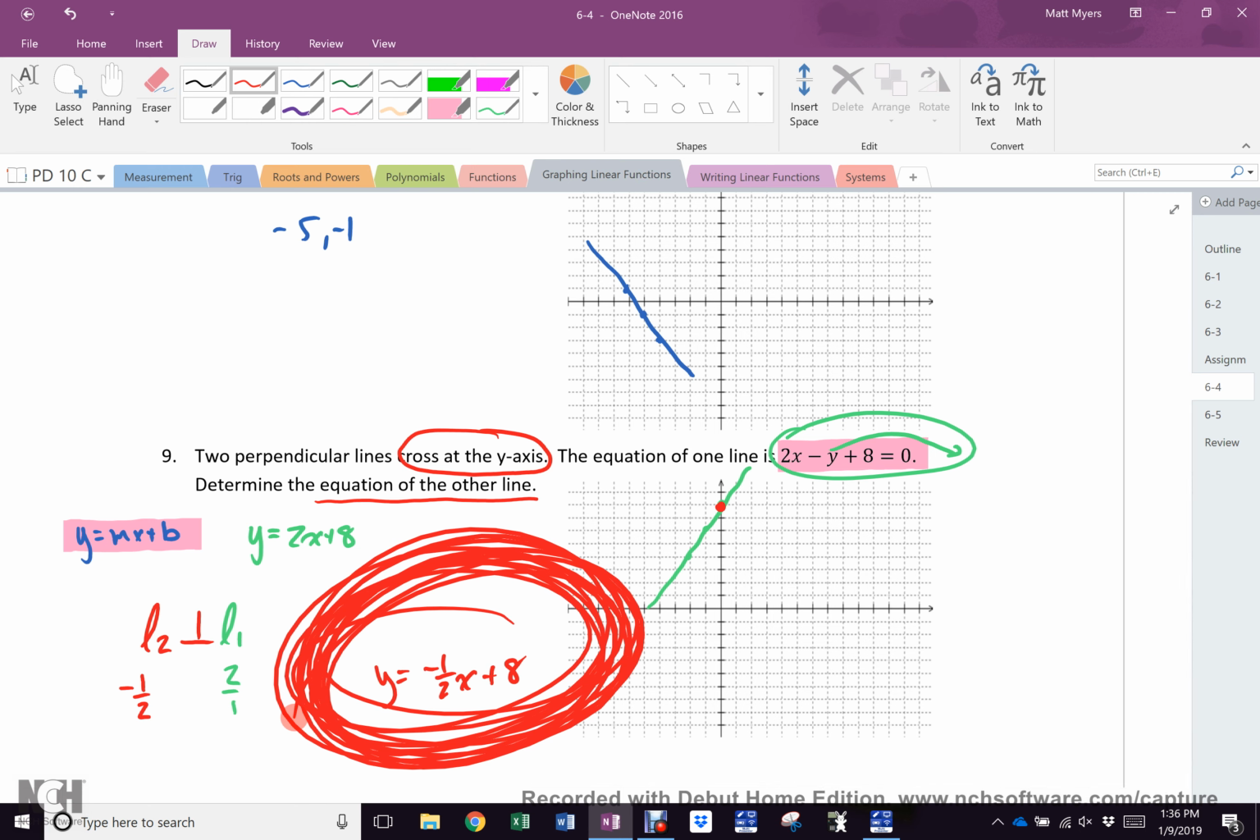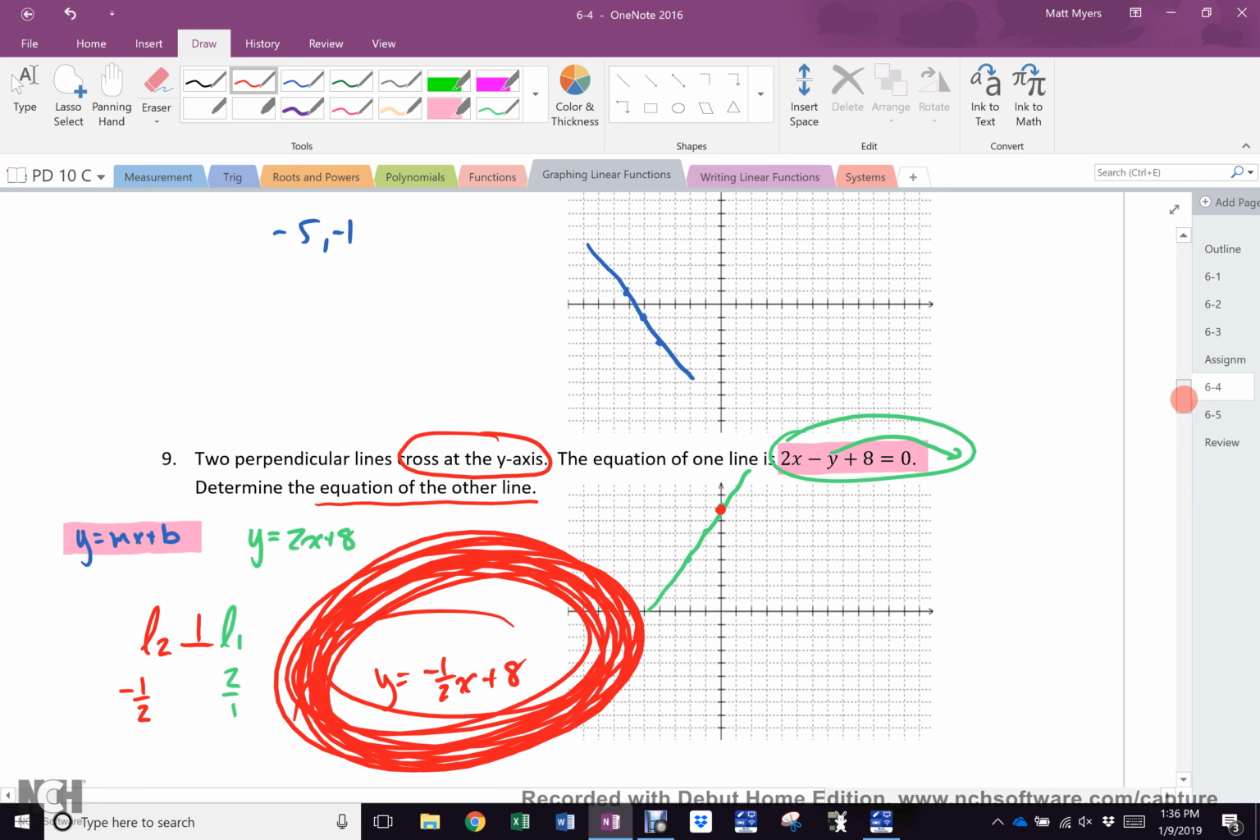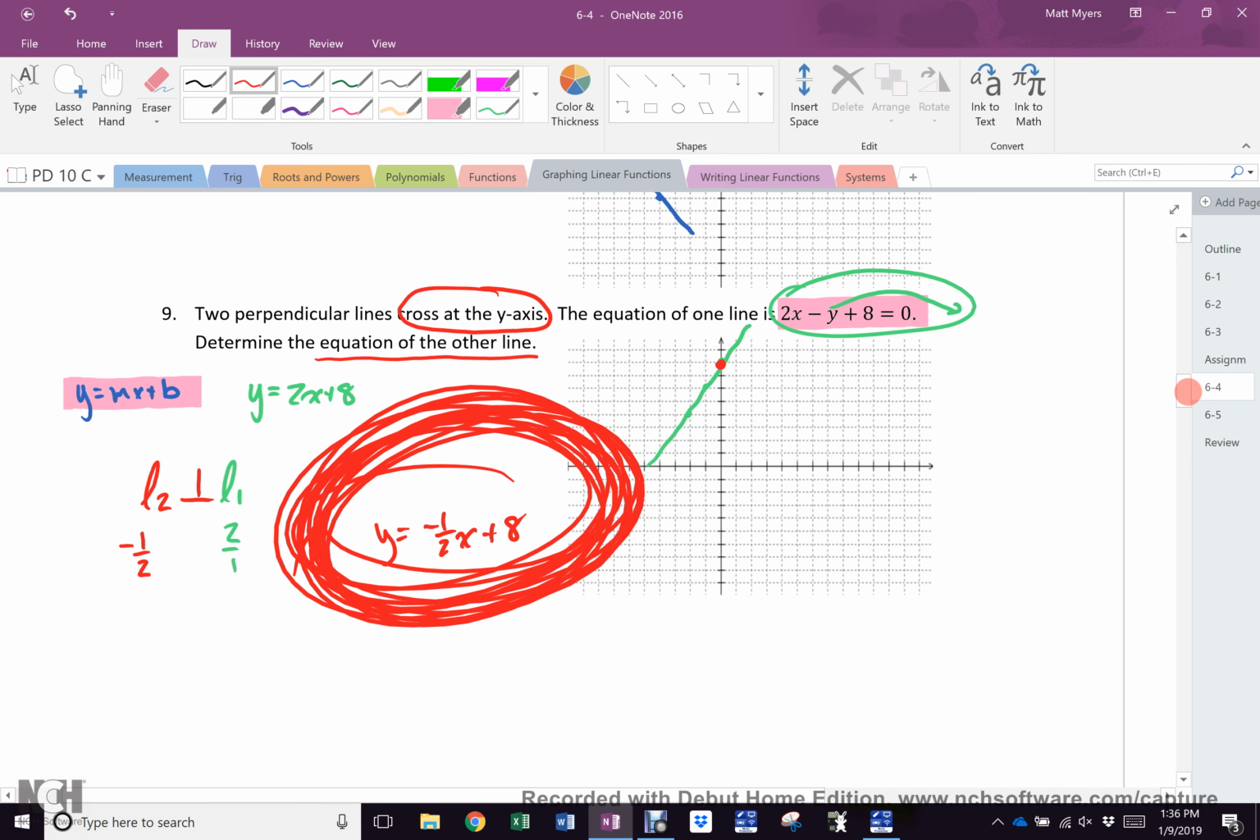Y equals negative 64 over 128 plus 8. Y equals 752 over 1,504. Like this. That's so wrong.